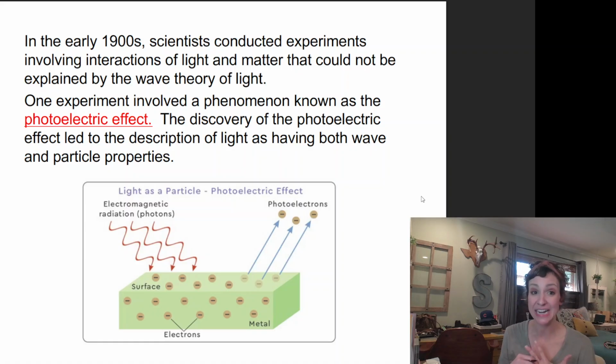It says in the early 1900s, scientists conducted experiments involving interactions of light and matter that could not be explained by the wave theory of light. One experiment involved a phenomenon known as the photoelectric effect. And this discovery of the photoelectric effect led to the description of light as having both wave and particle properties. Y'all are like, what is happening right here?